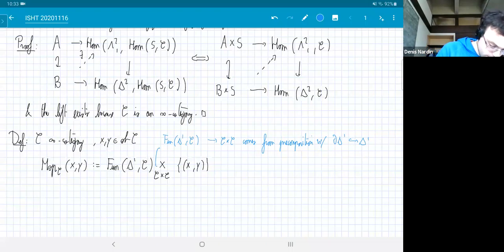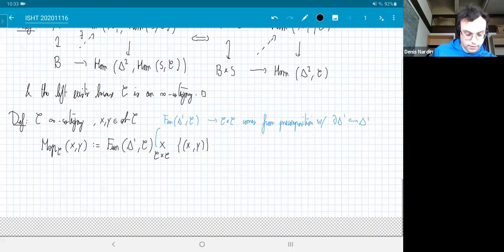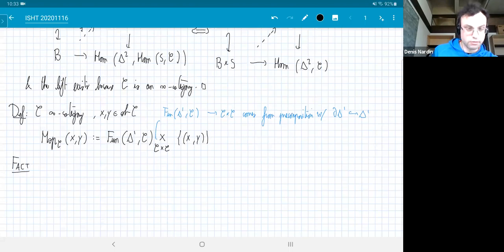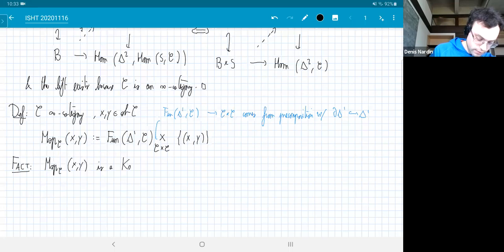Okay, and a fact, which is slightly fiddly to prove, I spent most of yesterday actually trying to find a neat proof of this, but in the end I decided that I'm just going to assert it. It is true, and I'm going to put a reference, but the proof is fiddlier than I wanted to present today. Let's see, Map_C(X, Y) is a Kan complex.